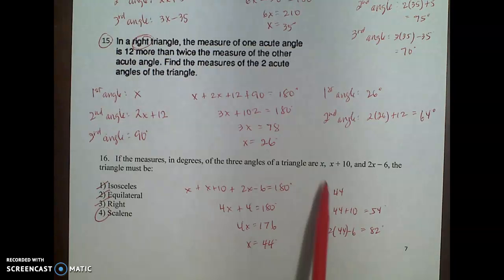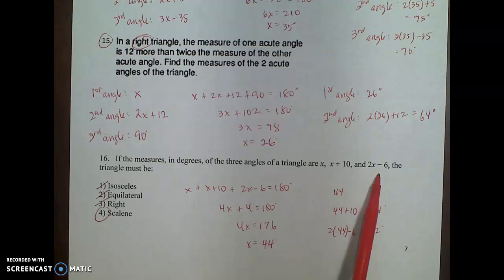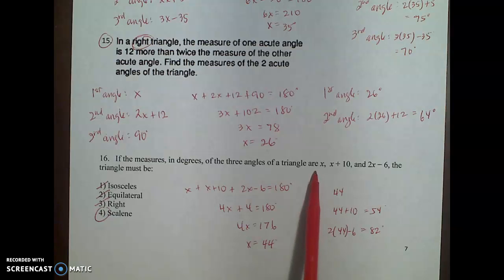Alright, and for the last one, again, I just took these expressions that represent the measurement of the angles, adding them all up, setting it equal to 180, and then solve for x. So when I plug 44 in for x for all of these expressions, I get angles of 44, 54 degrees, and 82 degrees. And because all of these angles are less than 90, and they're not all the same, this triangle has to be scalene.